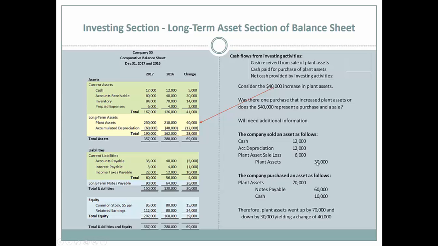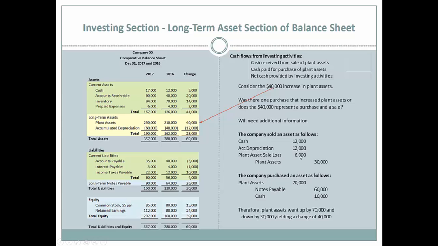We can see that the net book value of the asset would have been $18,000. We received $12,000, so that meant that we were carrying it for 18. We received 12, so there was a $6,000 loss. And we remember that plant asset sale loss when we looked at the income statement. So you would piece this together like solving a mystery puzzle.